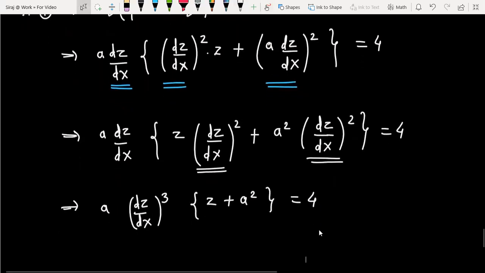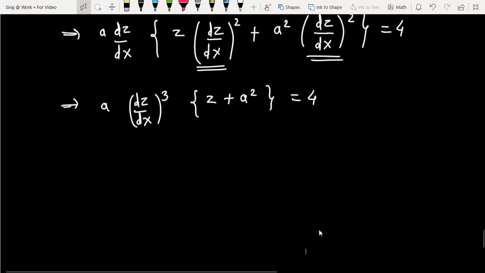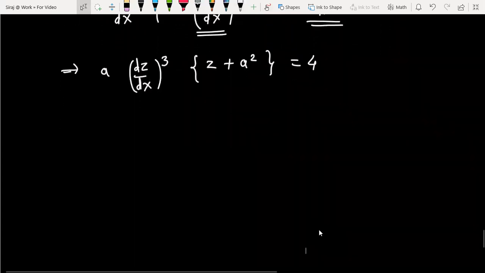Okay. Now we are trying to separate the term of derivative. We first have to separate the term of derivative, then only can we separate dz and dx. So let the term of derivative remain on the left hand side. Remaining all terms will transfer to the right hand side.